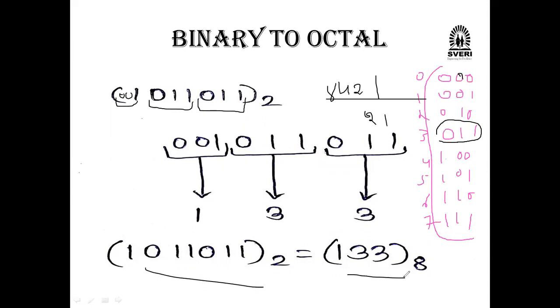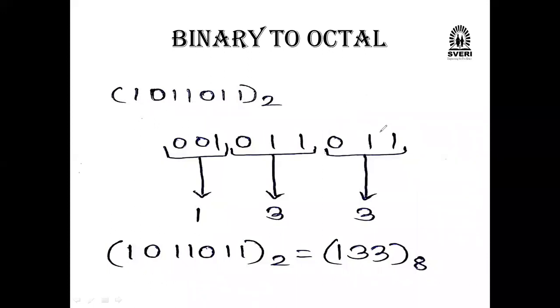Is it clear? Any doubts? No doubts? Are you sure? So then you do one conversion here. I'll write one more value here. You write this conversion and do it immediately: 1 1 0 0 1 1. You convert this into an octal number.